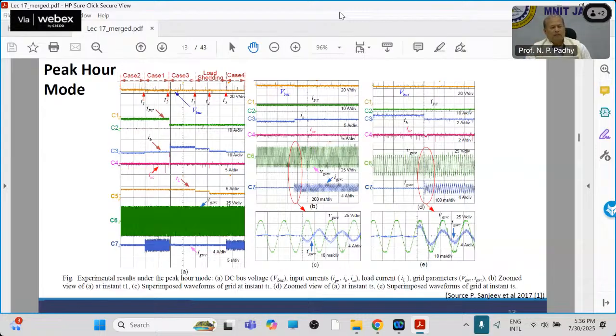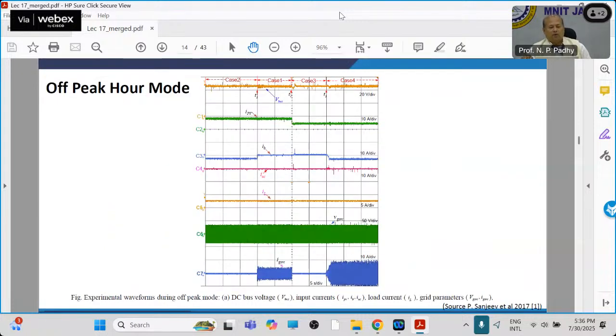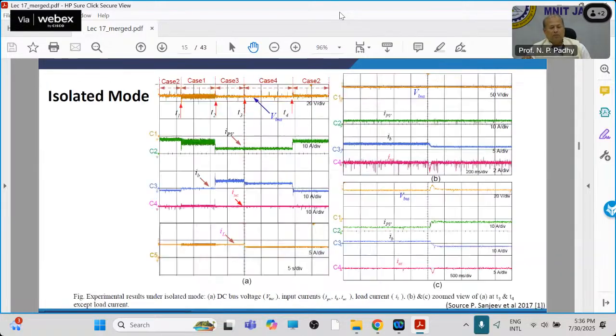And this will give you a different scenario. So this is for peak hours, and then you will have it for off-peak hours, and then for the isolated one, okay? So this is for your off-peak simulations, isn't it? And then the experimental setup used for peak mode, off-peak mode, and finally for isolated mode.